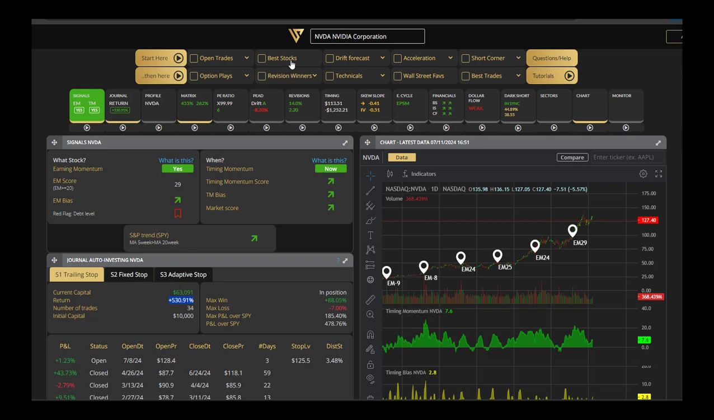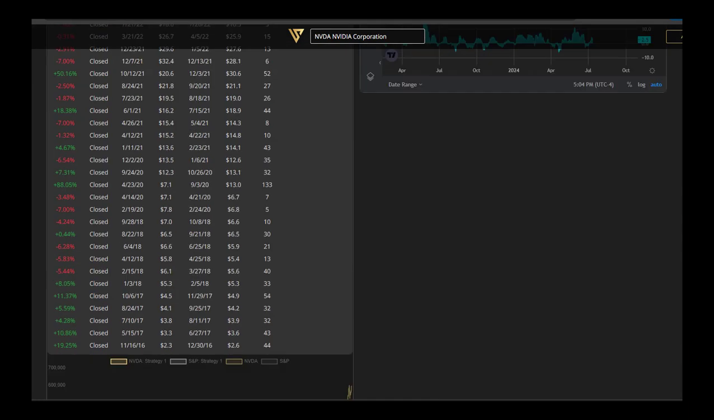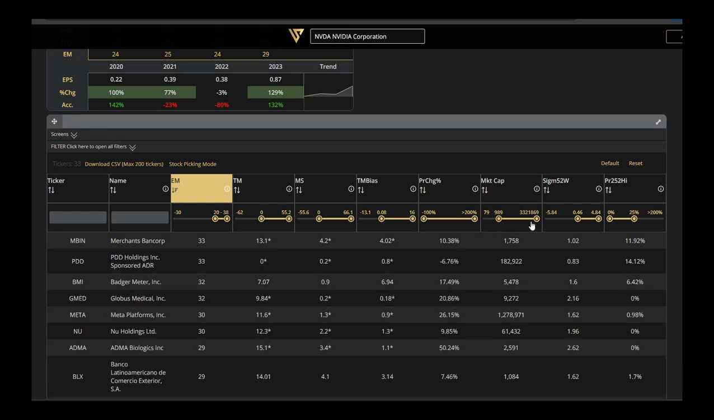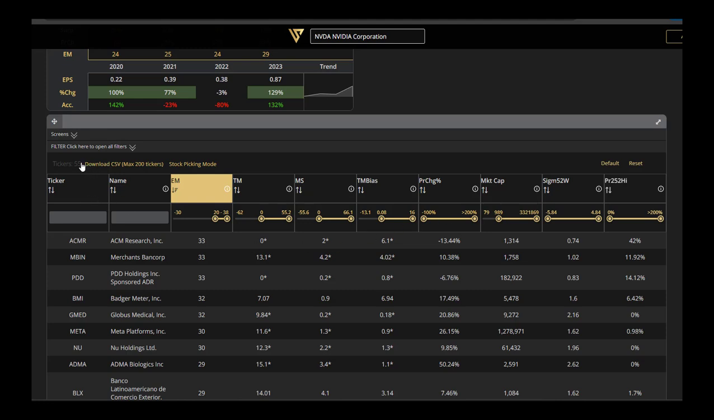Now, how can I find this very quickly on the screener? I can click on best stocks here. And when I click on best stocks, it will go to the screener and select all the stocks that have an EM greater than 20, a TM greater than 0, an MS greater than 0. The TM bias is left positive or negative, but you can make it greater than 0. And then you have the list of all the stocks. You can refine it and tweak the market cap also. Let me just unfilter this, but I have 55 names in that configuration.